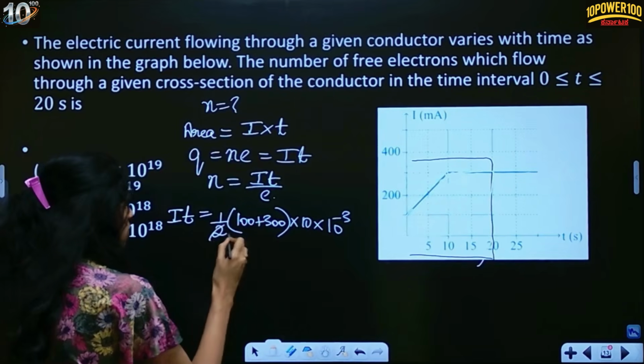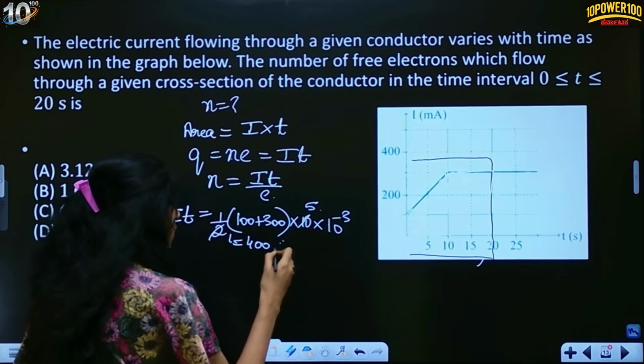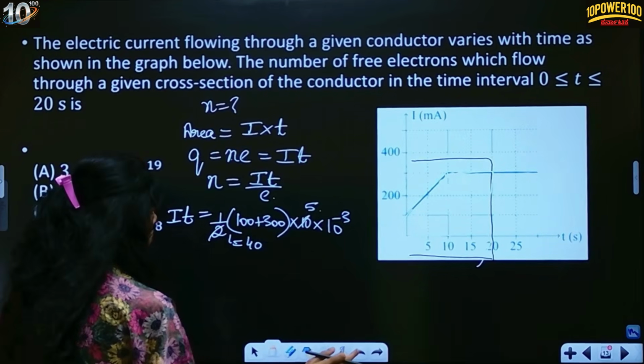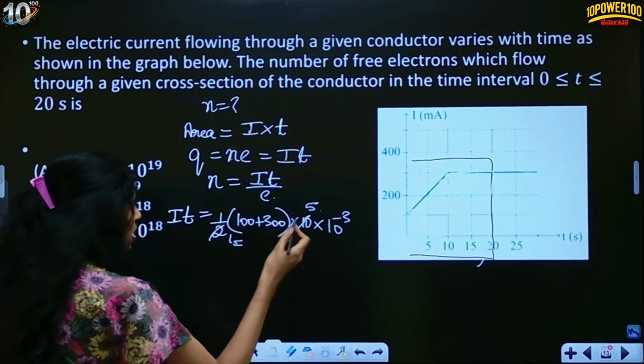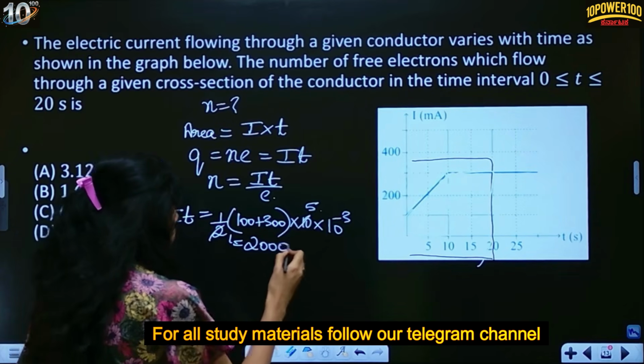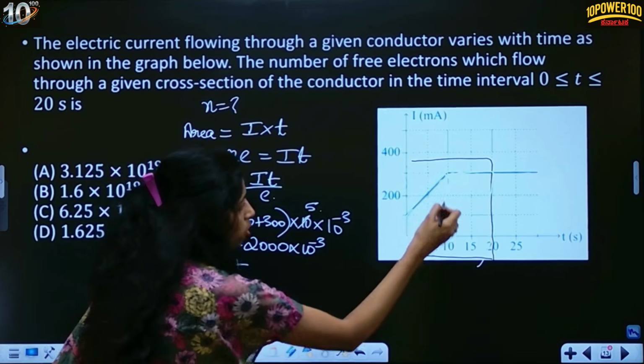Next, 2 ones are 2, 5s are 10, you can take, and 300 plus 100 is 400 into 10. 400 into 5 is... okay, directly I am taking, you will get 2000 into 10 power minus 3. Now plus the area of the rectangle, guys.